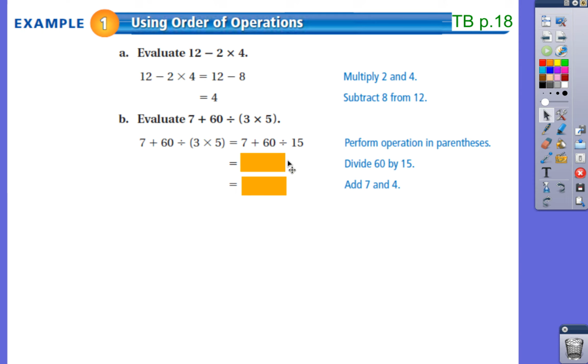60 divided by 15 is 4. So I now have 7 plus 4. 7 plus 4 is 11, so my final answer is 11. Now please note that if I did not follow the steps in this particular order using order of operations, I would come up with different answers to my math problem. And in math, there is always only one correct final answer to a problem. There might be several ways to solve it, but there's only one correct answer in the end.